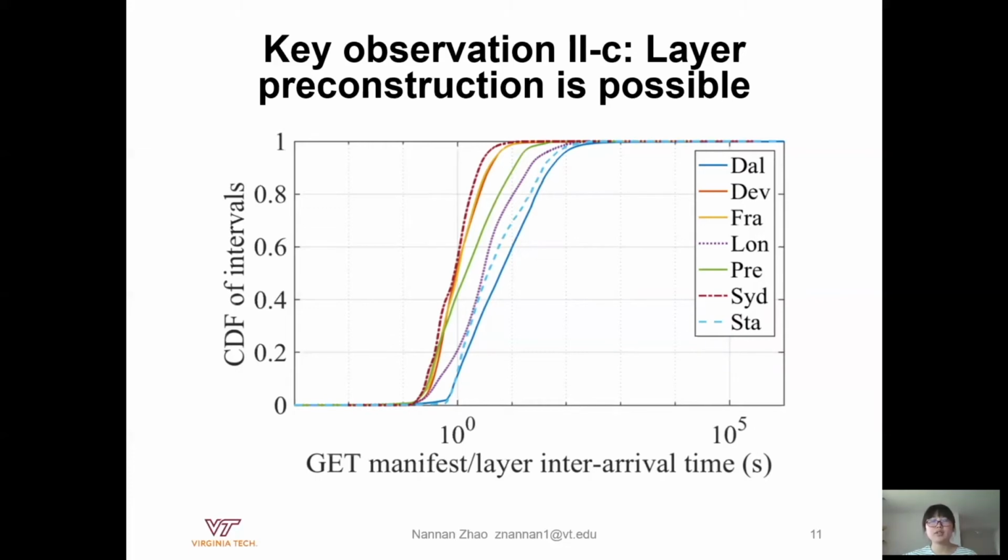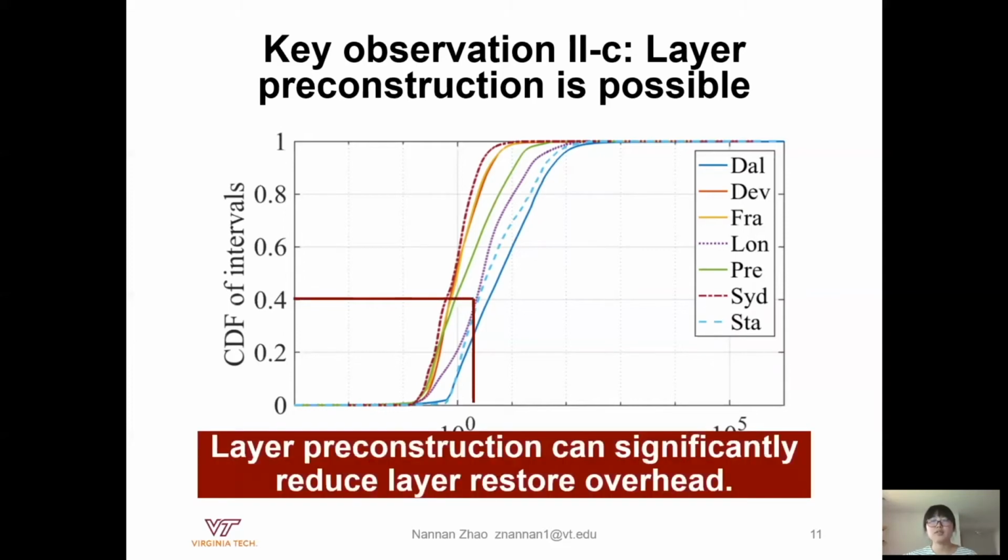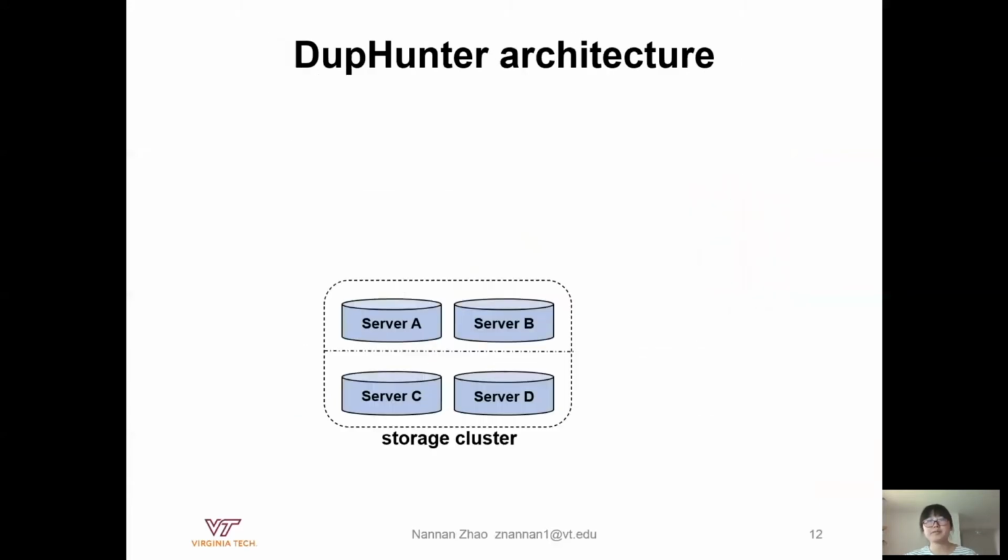To answer this question, we analyze the inter-arrival time between a get manifest request and the subsequent get layer request. We see that the majority of the intervals are greater than 1 second. For example, 60% of the intervals from Sydney are greater than 5 seconds. So layer pre-construction is possible and can significantly reduce layer restore overhead. With these observations, let me now present the design of DupHunter.